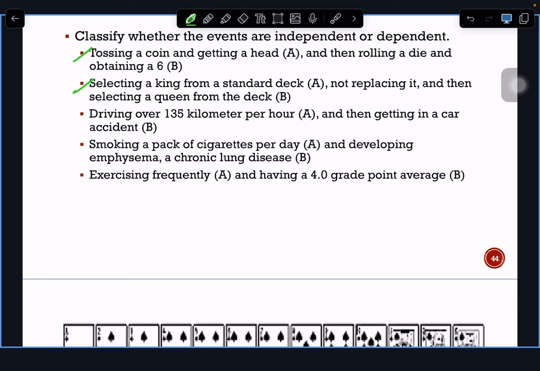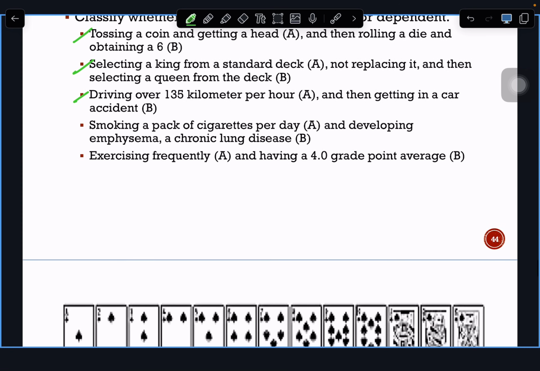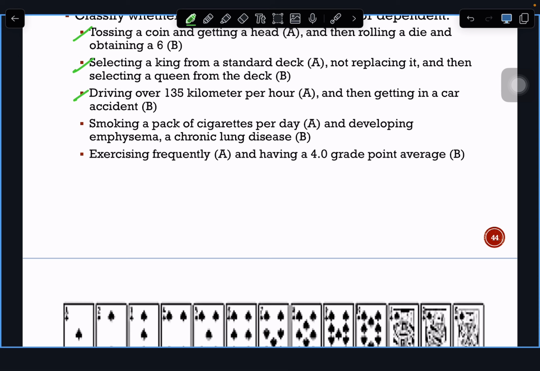Then, driving over 135 kilometers per hour, and then getting in a car accident. Probably. We might have an accident at 135 kilometers. Next, smoking a pack of cigarettes per day and developing a chronic lung disease.